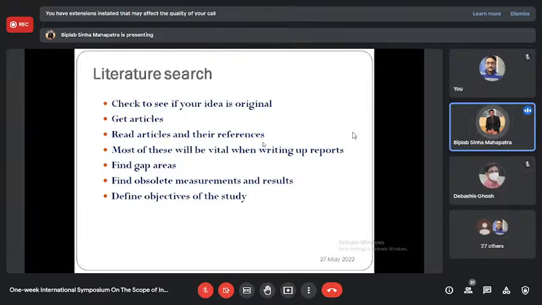Find absolute measurement and result. What does it mean? Whenever you are finding some results, you do a lot of things. Even a research paper cannot contain all those calculations which you have done while undergoing this publication. So all those things will not be in your research article. So you have to select absolute measurement and results. Defining objective of the study.